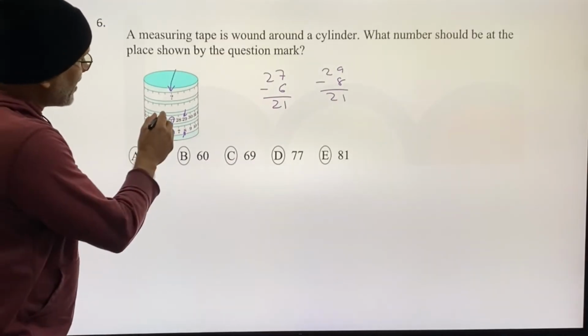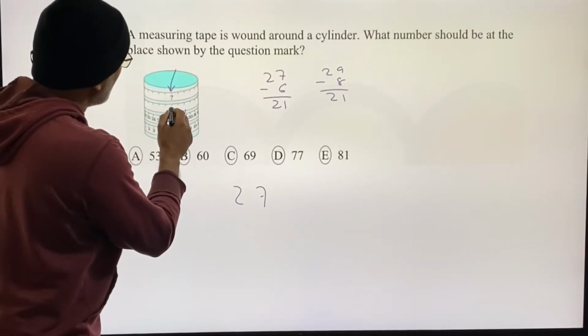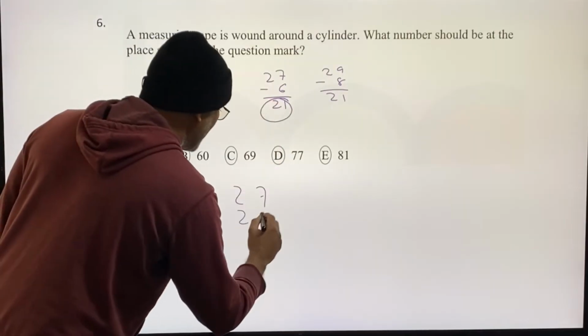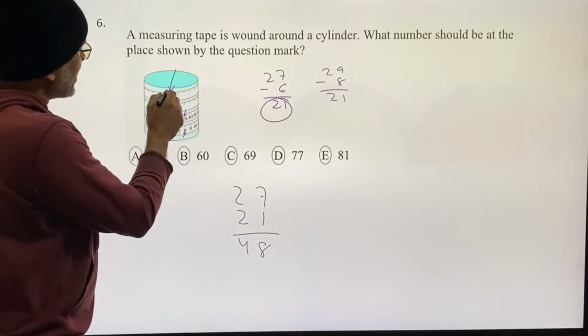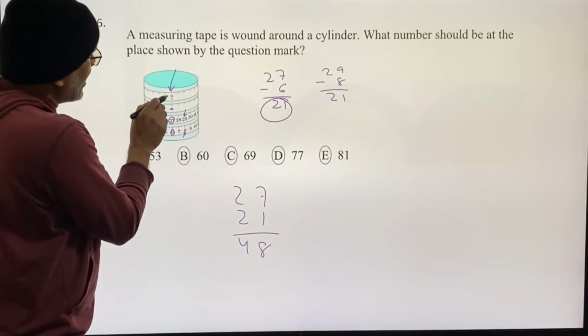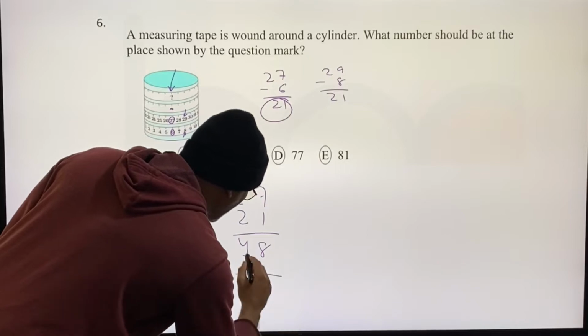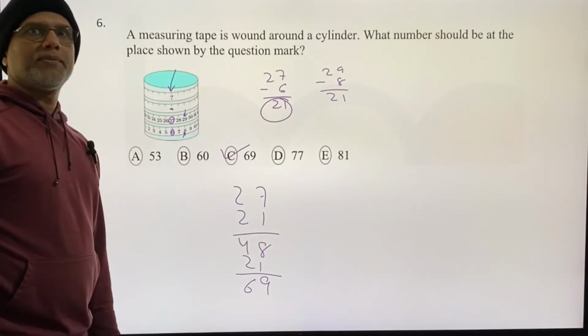So if I start at 27 and go one time around, I'll end up here. To go one time around, it is 21, so I will end up at 48. But I need to go one more time around to reach the question mark. So there is another 21. This is 48 plus 21, which is 69. Then C is the correct choice.